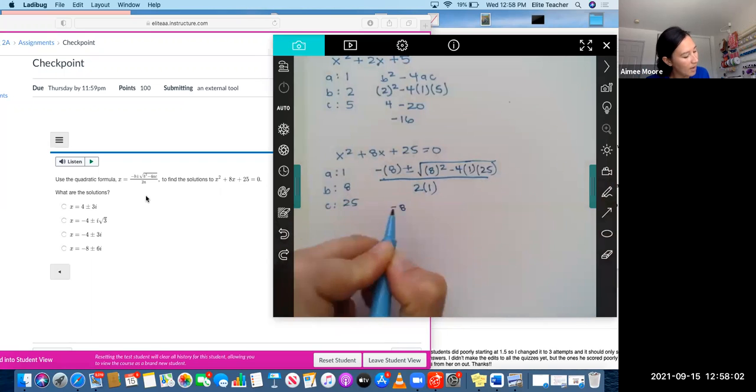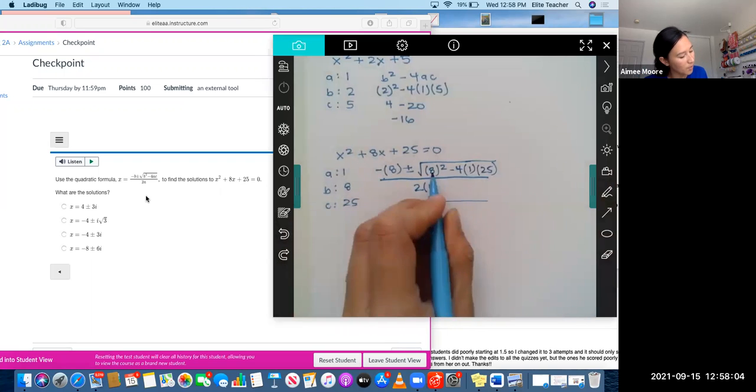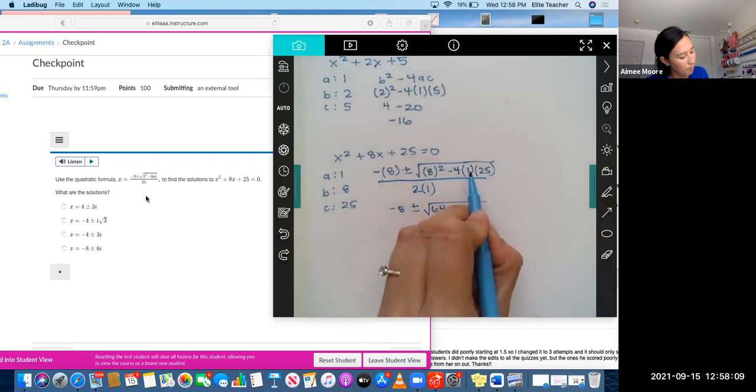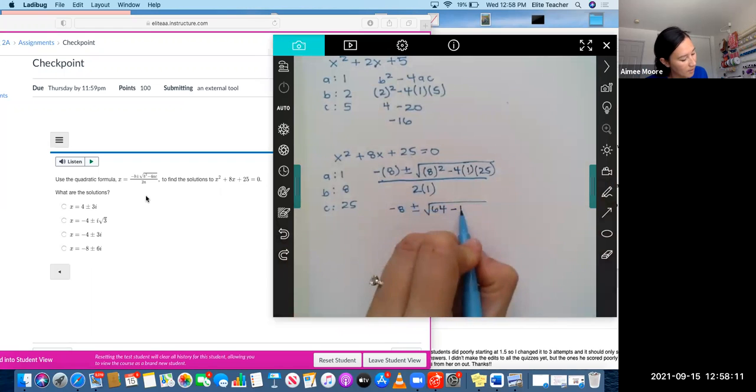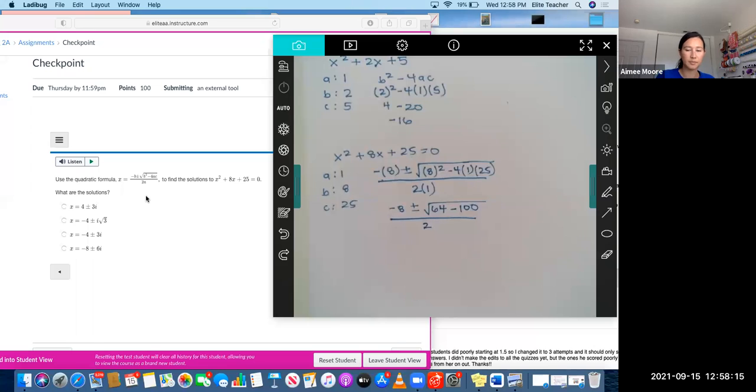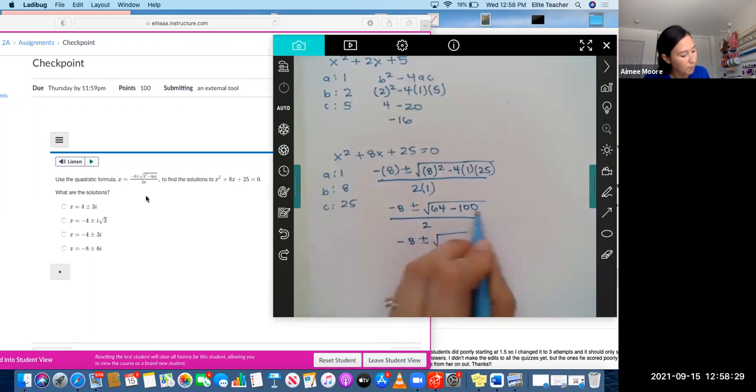So we get -8 plus or minus the square root, 8 squared, 64, minus 4 times 1 times 25, which is 100, divided by 2 times 1, which is 2. Any questions so far? I know I'm going fast now because we're almost out of time. Okay, then we just keep simplifying. 64 minus 100 is negative 36, divided by 2.